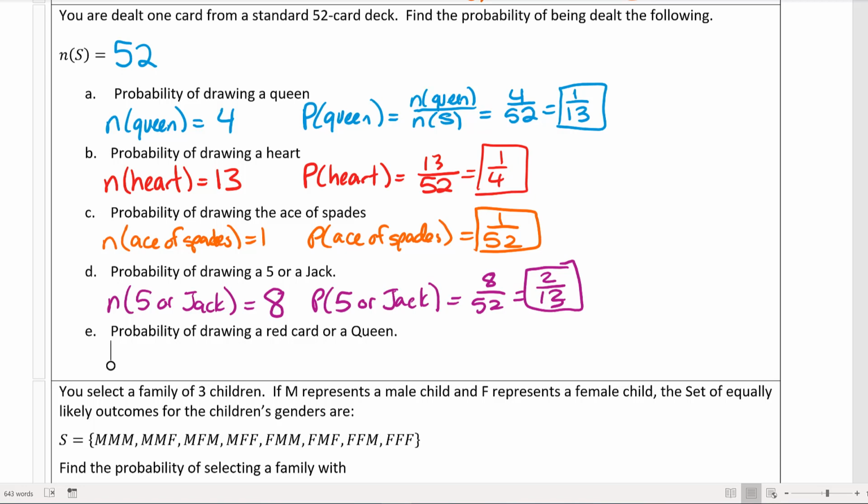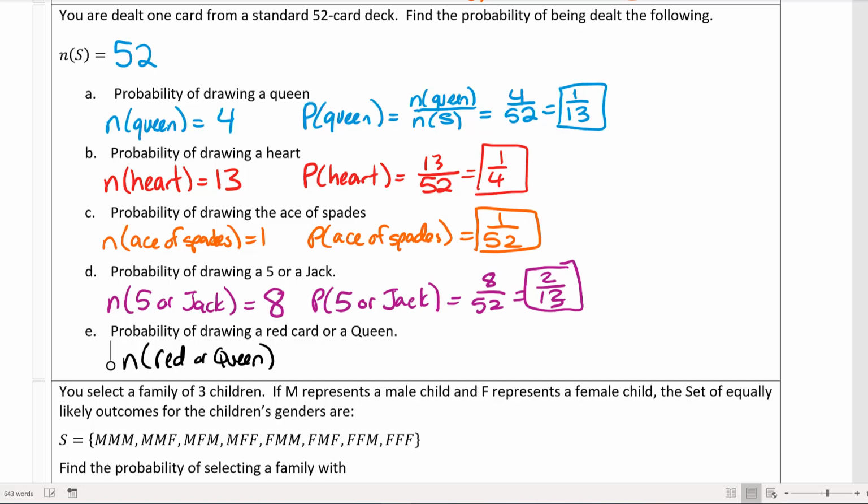And our last one on this problem, probability of drawing a red card or a queen. Now this one's different than part D. In part D, you can't be a 5 and a jack at the same time, right? Any card is either going to be a 5 or a jack or not either of those two things. But when we're talking about red or a queen, there are some queens that are red. So we need to be really careful about how many reds or queens we have.